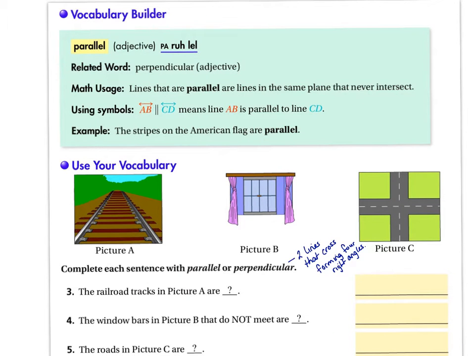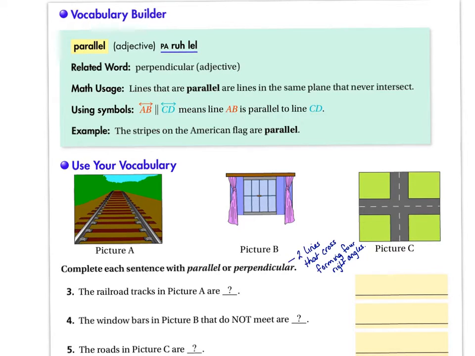Our vocabulary word is parallel. Lines that are parallel are lines in the same plane, but they never intersect. Here are the symbols for parallel lines. It's two vertical lines next to each other. So in this case, line AB is parallel to line CD.